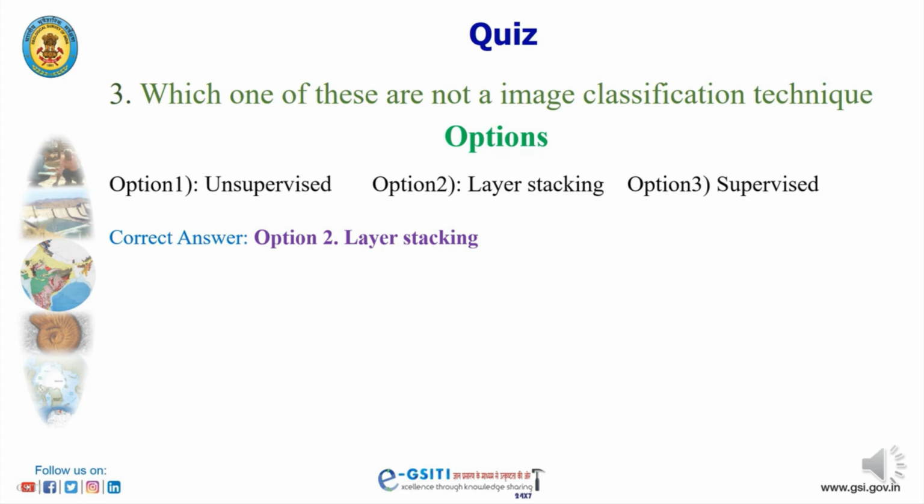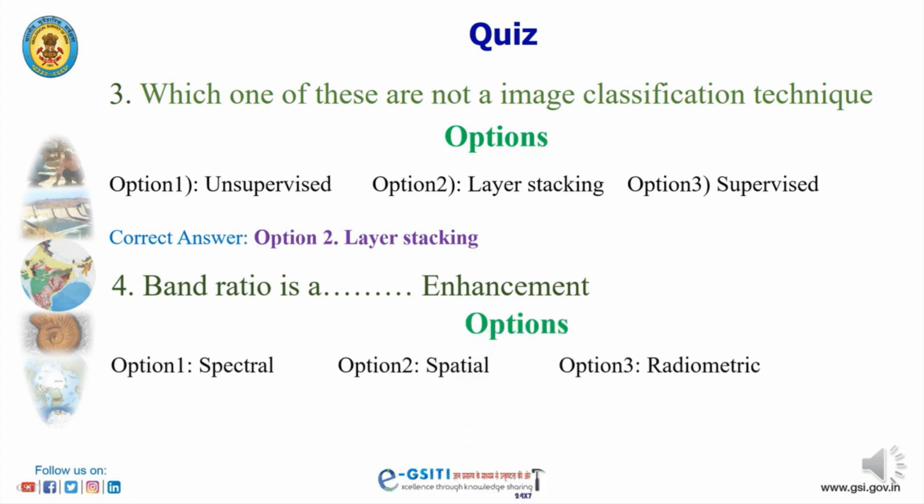Another quiz. Band ratio is an enhancement technique. Which enhancement? Option 1, spectral. Option 2, spatial. Option 3, radiometric. Correct answer is option 1, spectral enhancement.